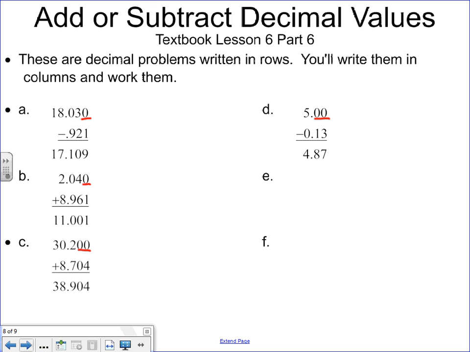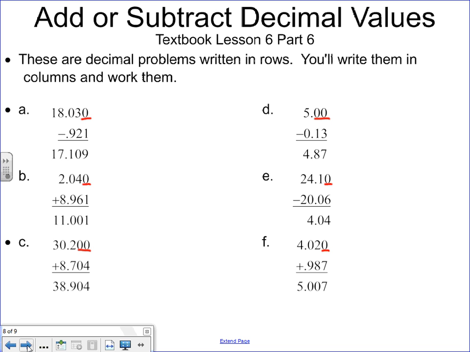E, again, subtraction. E looks like this. On the top one, the 24 and 1/10, you have to add this 0 in the hundredths place so it has the same amount of places as the one you're subtracting. And then the last one, F, is addition. Again, the 4 and 2/100ths there. It's okay to add the 0 to have the same number of places as the bottom one, but you don't have to add that 0.